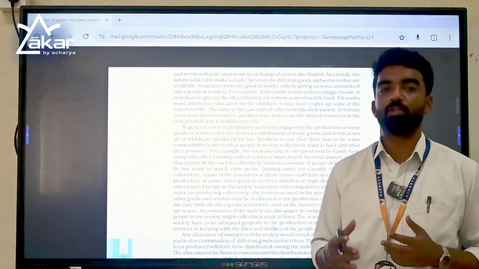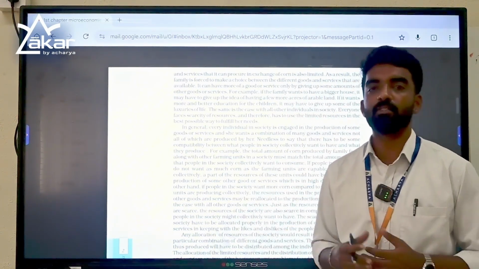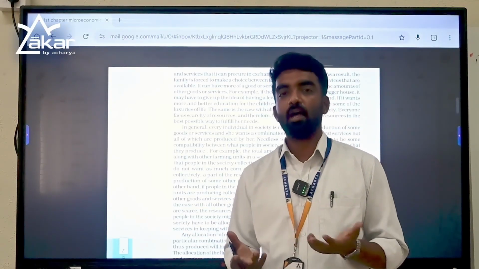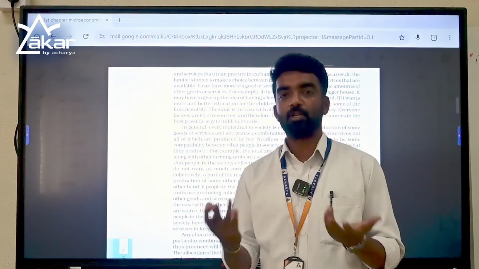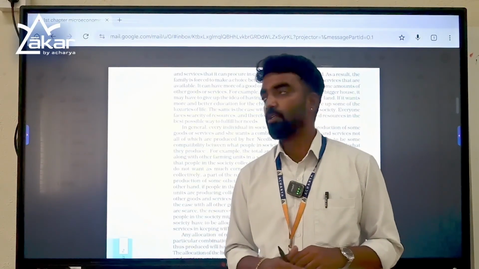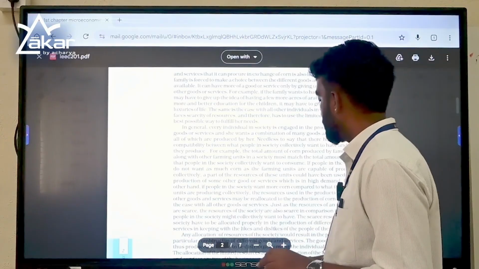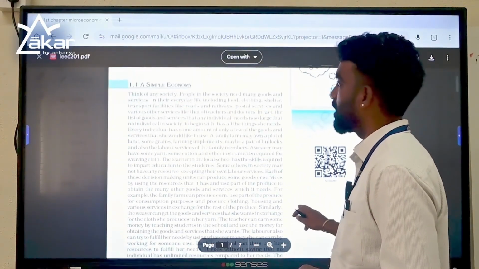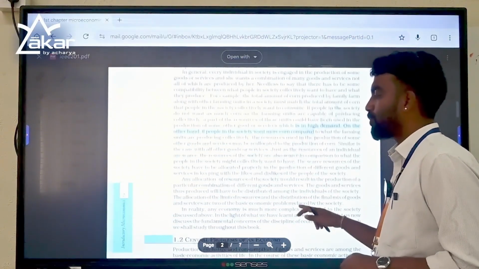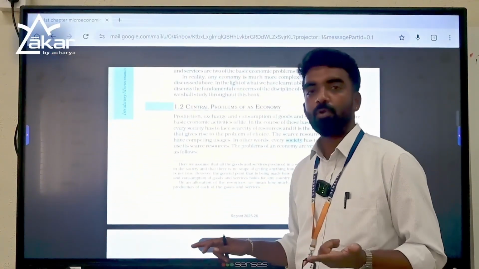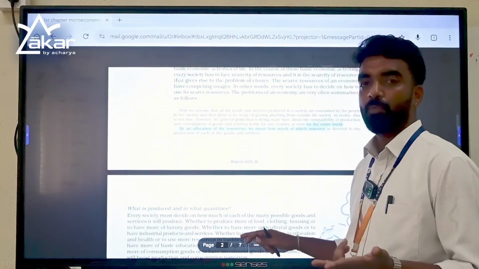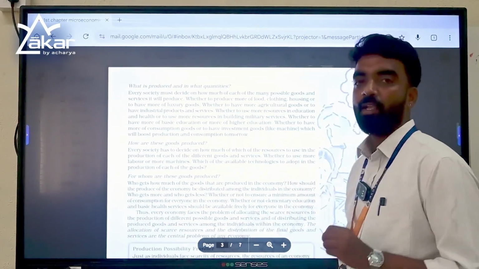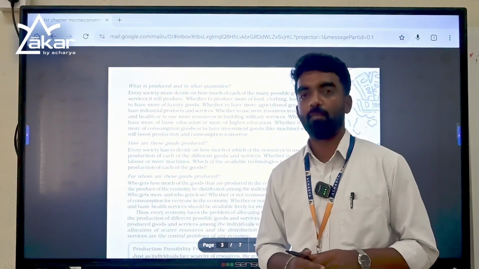Now this leads to the problem of allocation of goods and services. And after the production of goods and services, another major problem is the distribution of the produced goods and services. So they are called the three basic or central problems of economy. Which are they? They are what to produce, how to produce, and how to distribute, for whom to produce. So these are the three major or central problems of economics.